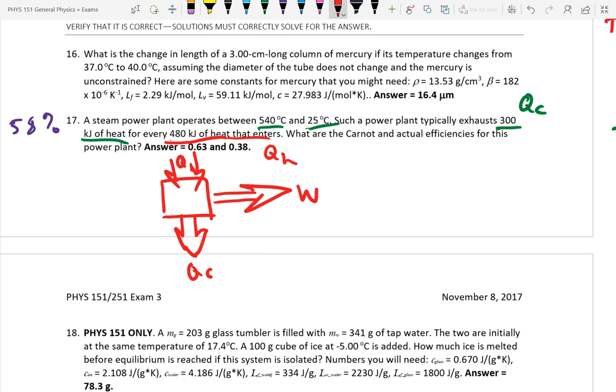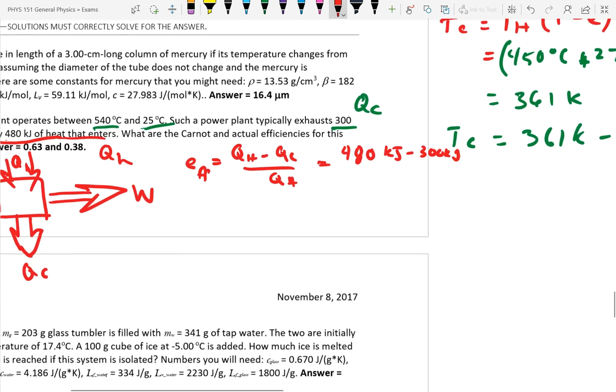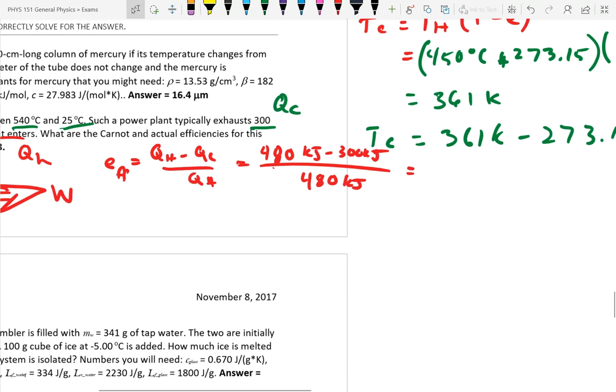And then just like we did with number 15, the efficiency is equal to Q hot minus Q cold over Q hot. And so the efficiency should be 480 kilojoules minus 300 kilojoules all over 480 kilojoules. And that is 0.38. So that's the actual efficiency.